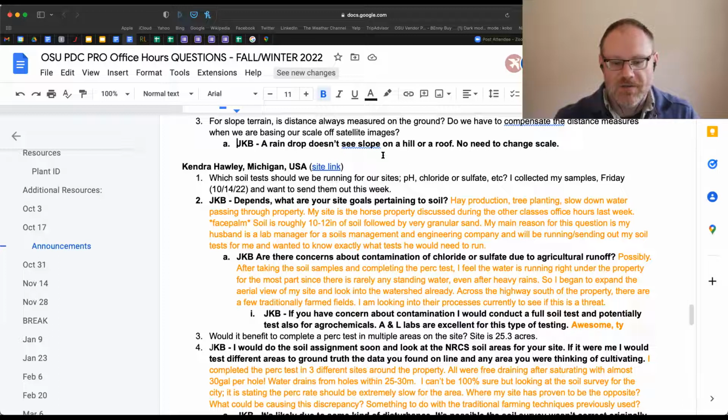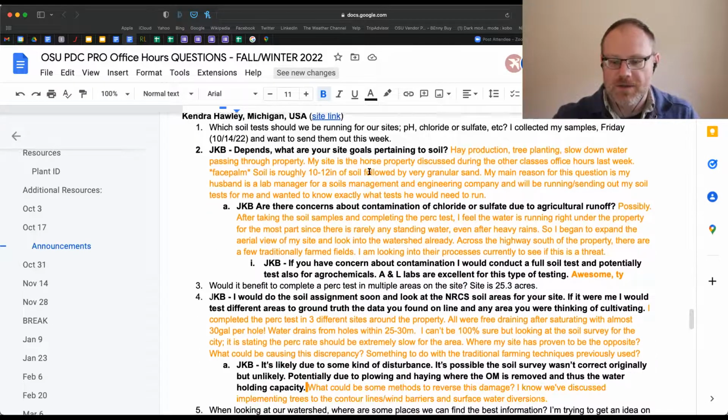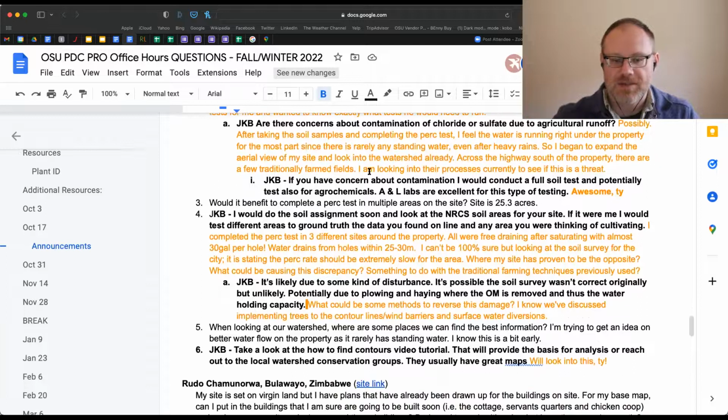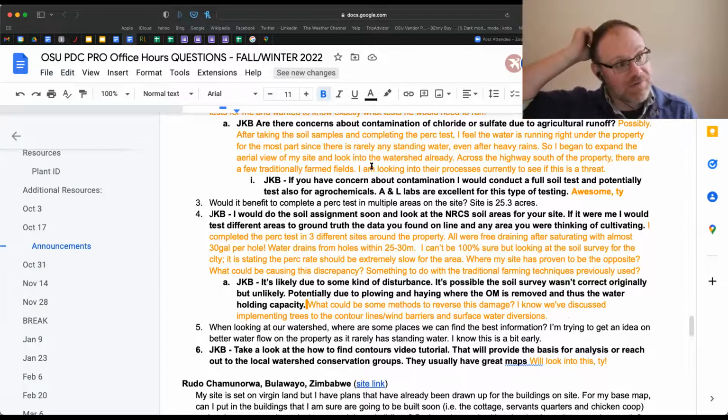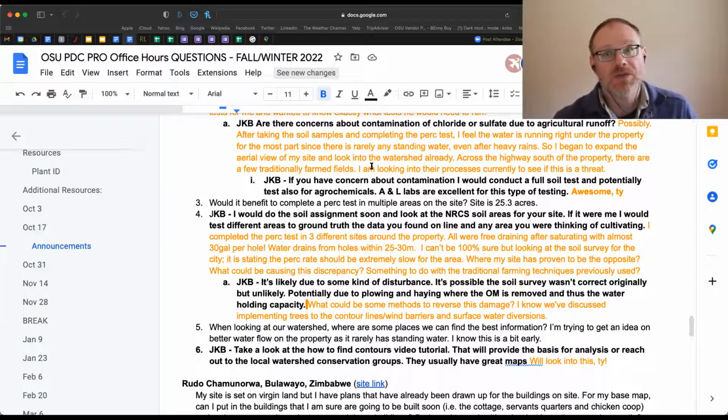So I said, if you have concern about contamination, I would conduct a full soil test and potentially test for agrochemicals. A&L Laboratories are excellent for this type of testing. Their turnaround is great. Their pricing is great. They do fungal to bacterial ratios. They will do specific testing. They do vegetative testing. So if you're working with vegetation and you're worried about its contamination, you can send in vegetation for testing as well.